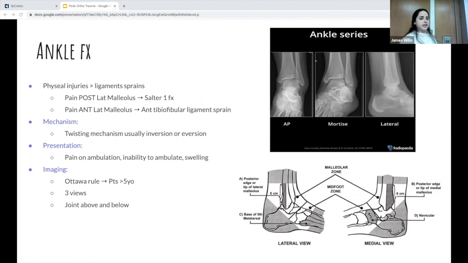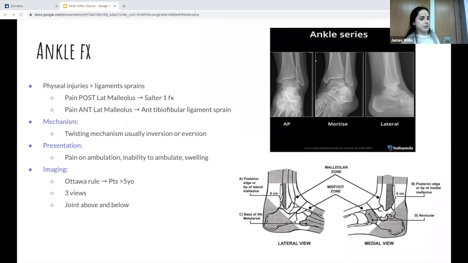Mechanism, we all know it. It's going to be a twisting mechanism, either inversion or eversion of the extremity, like people playing basketball or volleyball, or missing a step on the stairs. They will have pain on ambulation, inability to ambulate, and swelling.